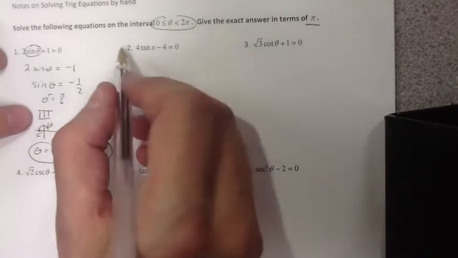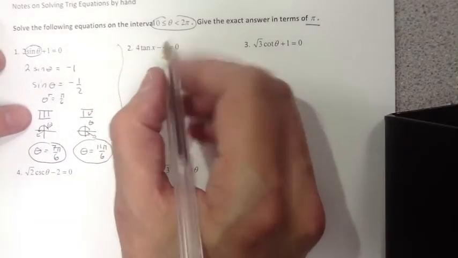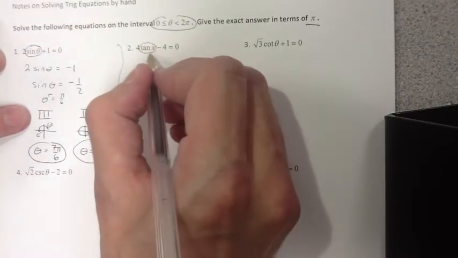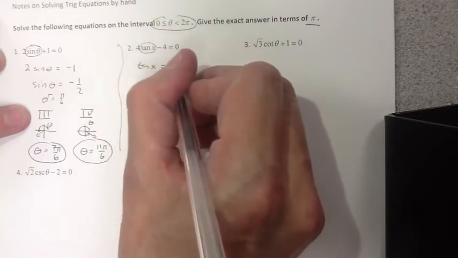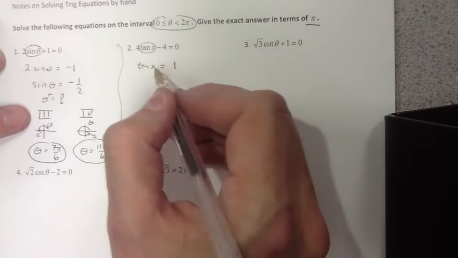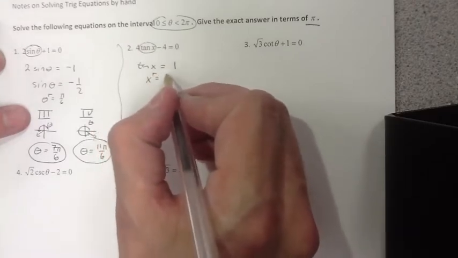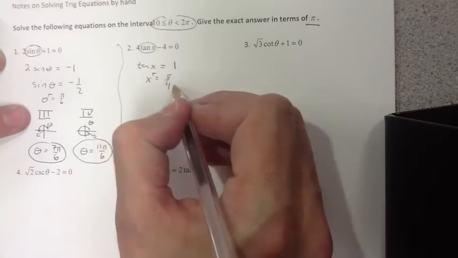All right. For number 2, we're looking at the tangent. Same as before, we're going to isolate the tangent by adding 4 and then dividing by 4. So we get the tangent of x equals 1. Now we use x, sometimes we use theta, it's okay. Our reference angle is pi over 4. Tangent is equal to 1 at pi over 4 in the first quadrant.